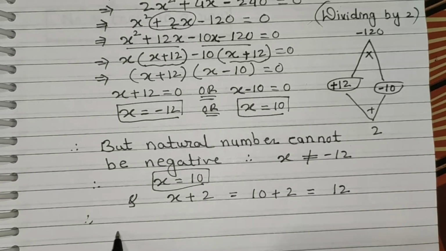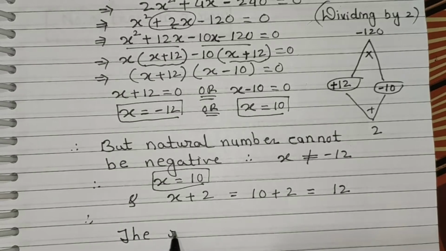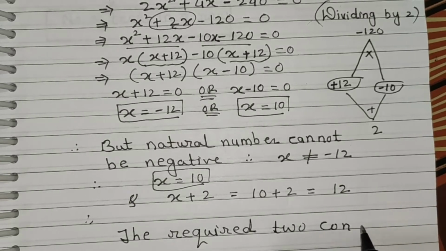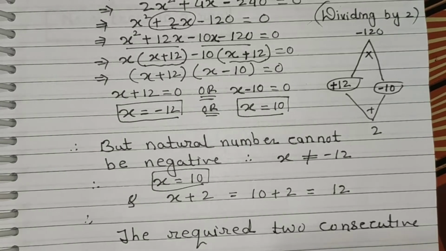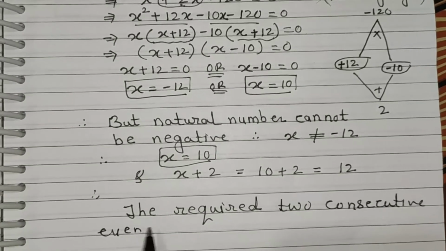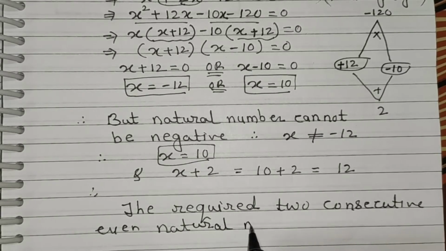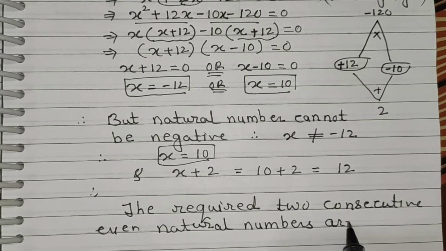Therefore write down the answer here. The required two consecutive even natural numbers are 10 and 12.